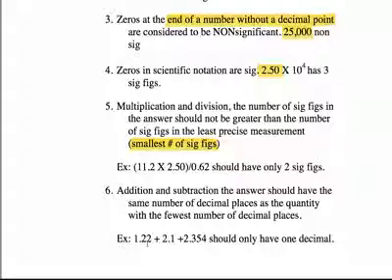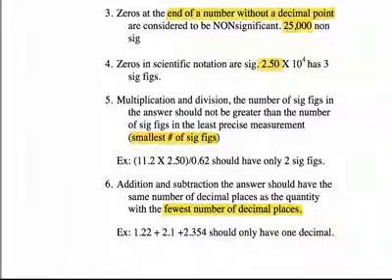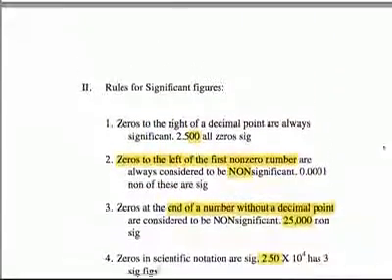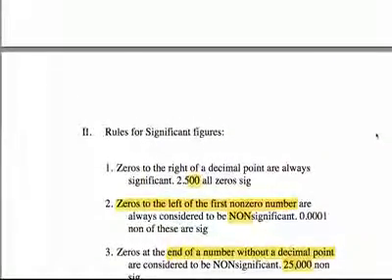And then in addition and subtraction, you look at the numbers to the right of the decimal and you go with the fewest number of decimal places. So other than that, all non-zero numbers are significant, and you count those, and these are the rules for the zeros, and that's basically it.